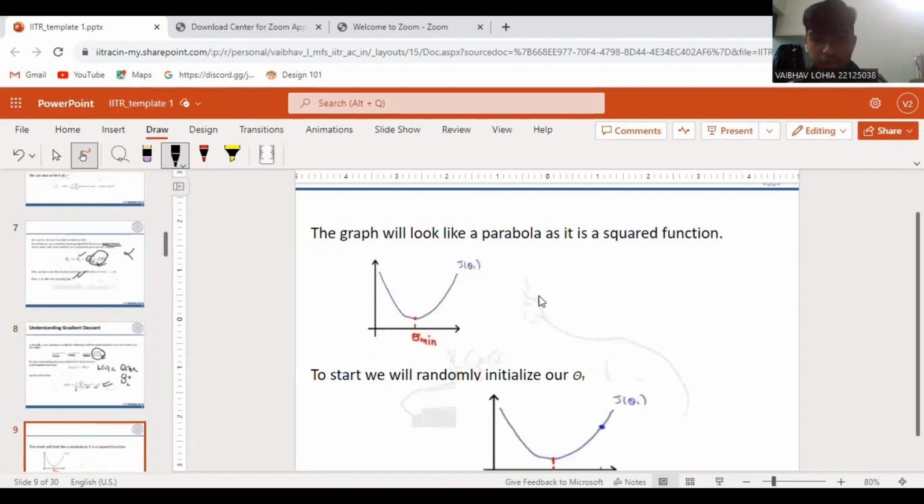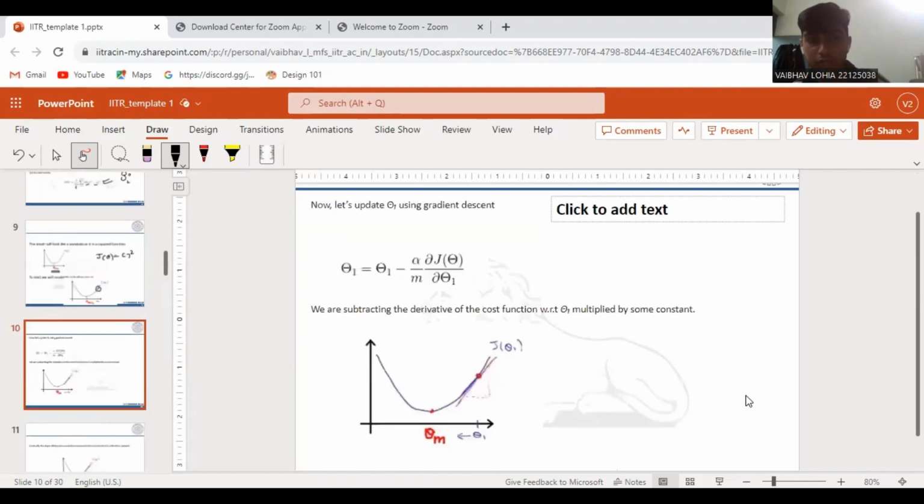So our graph will look like this, because J theta is some square function, so it will be parabolic, and let's say we have to find this theta minimum. First of all, let's initialize our theta naught. So our theta naught would be something like here. I initialize it here.